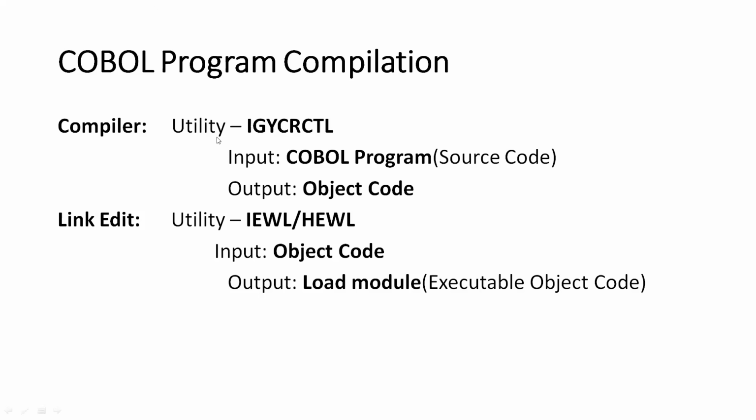The compiler utility name is IGYCRCTL. For this we give the COBOL program as input, which is nothing but the source code we write, and the output is object code. This object code is not directly executable, so we have to do link edit. It generates the executable code, which we call the load module. That link edit utility is IEWL, which takes the compiler's object code as input and gives the load module as output.